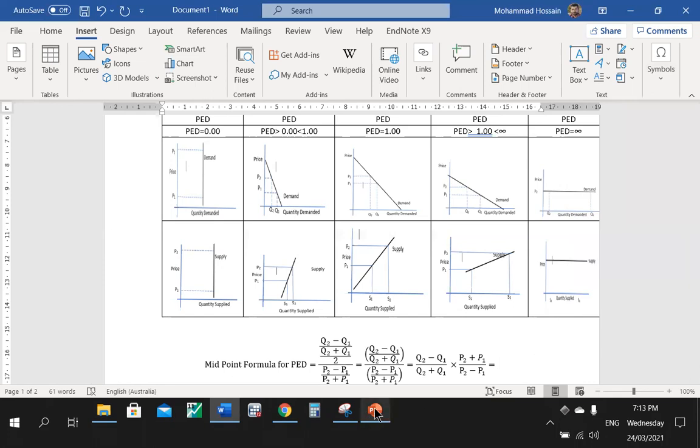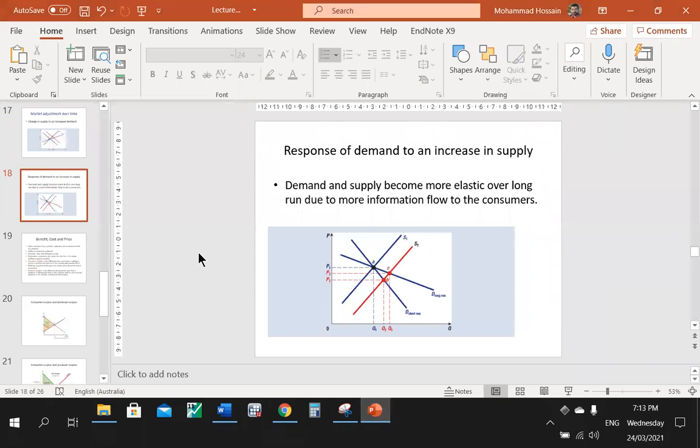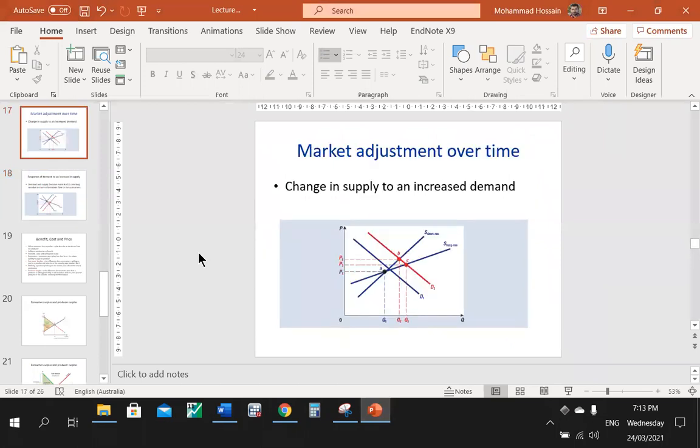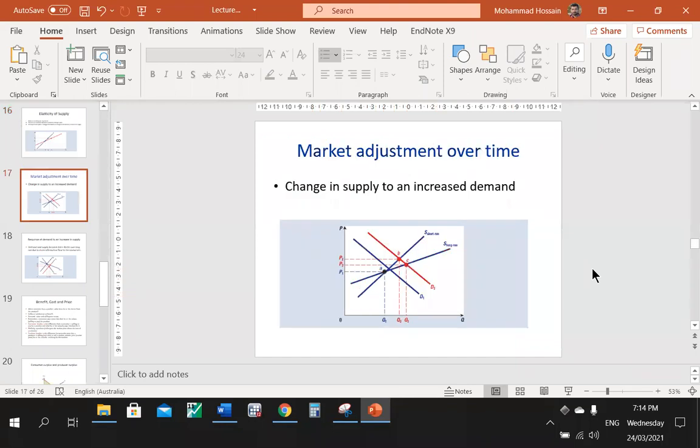All right, so let's move on. Oh my God, time is almost up. And now, what we are talking about here is elasticity of supply. On the supply curve, they're showing you two different supply curves. This one is very middle, unitary. And the red one, you can see the red one is flat. Changes in supply to an increased demand. So supply changes according to the demand.